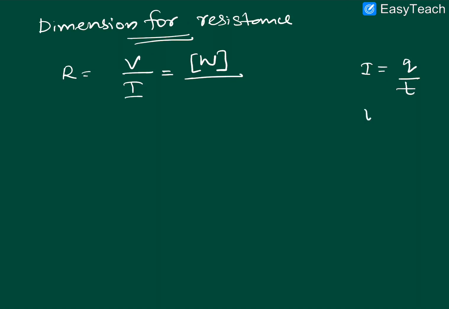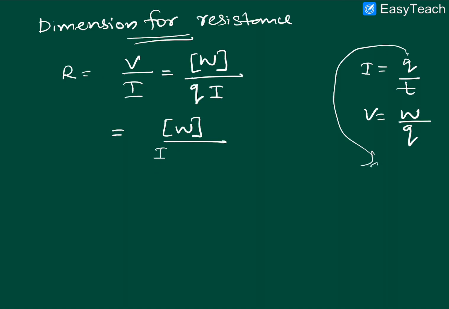Sorry, here potential you are having W by Q. So there will be a Q. Now what is I? I is equal to Q by T. So let us write it as I itself, and then we can change it Q, because I is a fundamental quantity. That will be W by I, dimension of current is I itself. What is Q? Q is equal to, from this equation, IT, isn't it? So I into T.